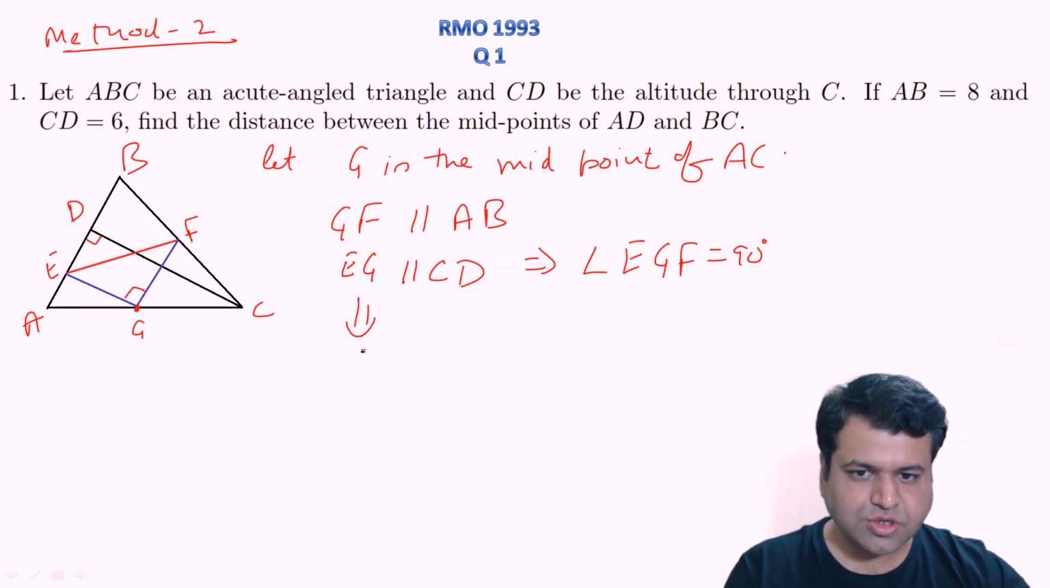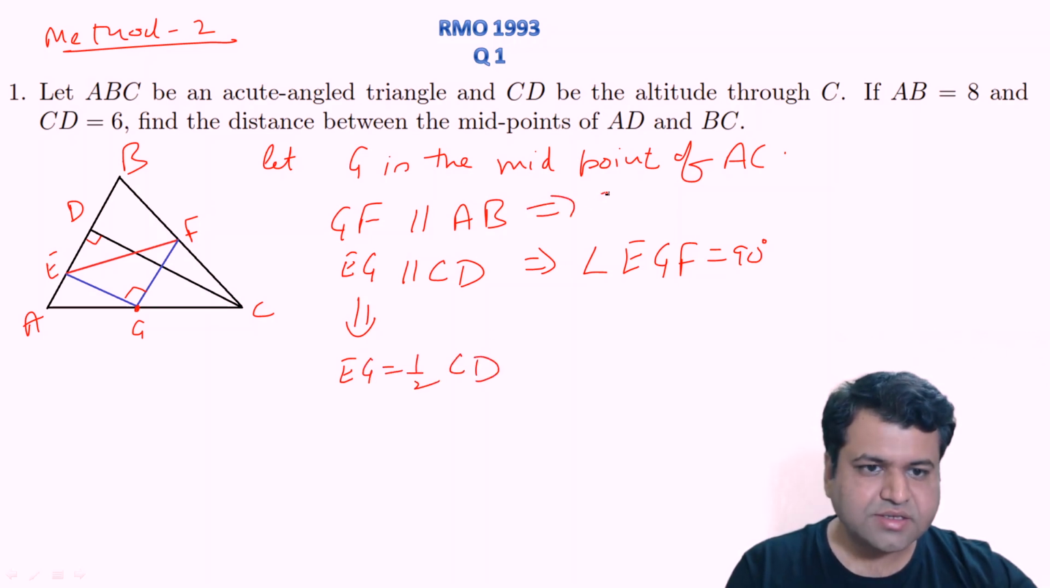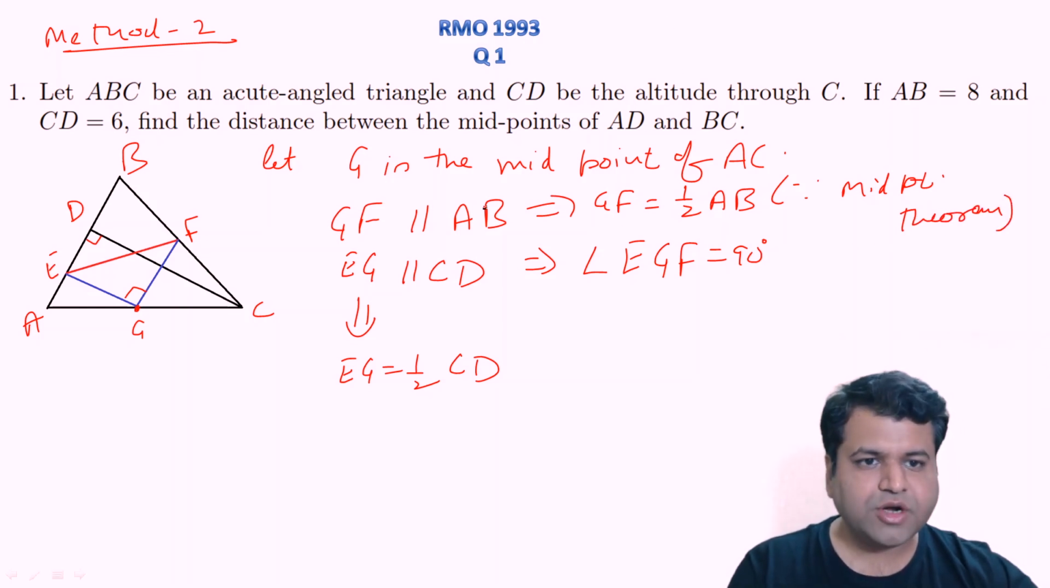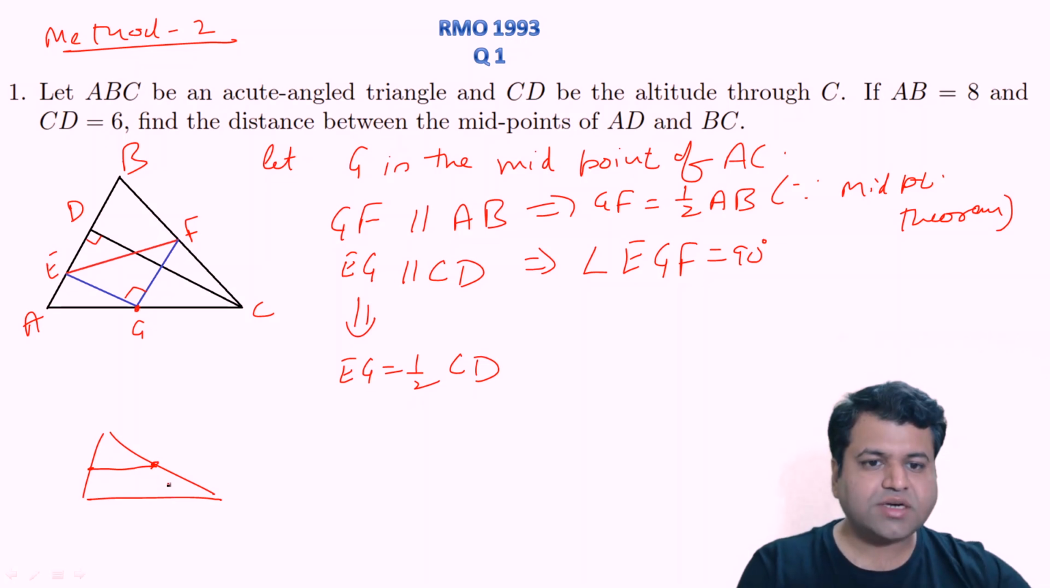And this will also imply that EG is half of CD, and GF is half of AB, right? Why? Because of the midpoint theorem. I hope everyone knows this. The midpoint theorem states that in a triangle, if we join the midpoints of two sides, that will be parallel to the third side and half of its length.